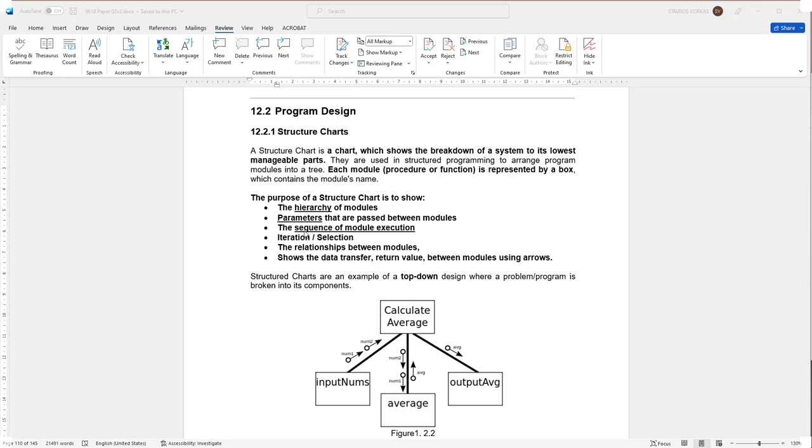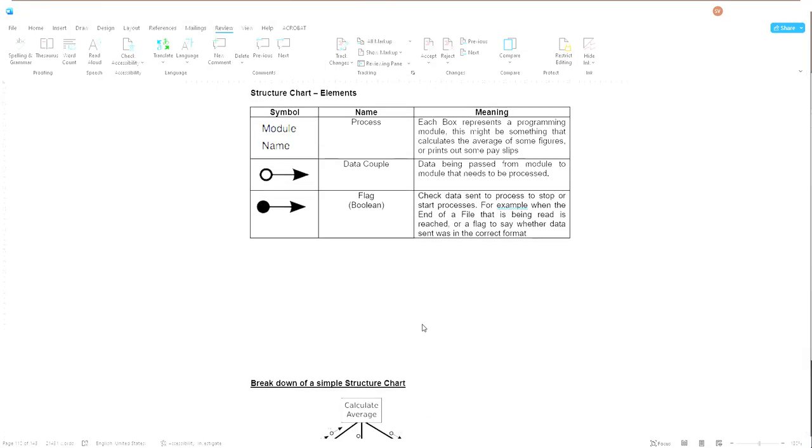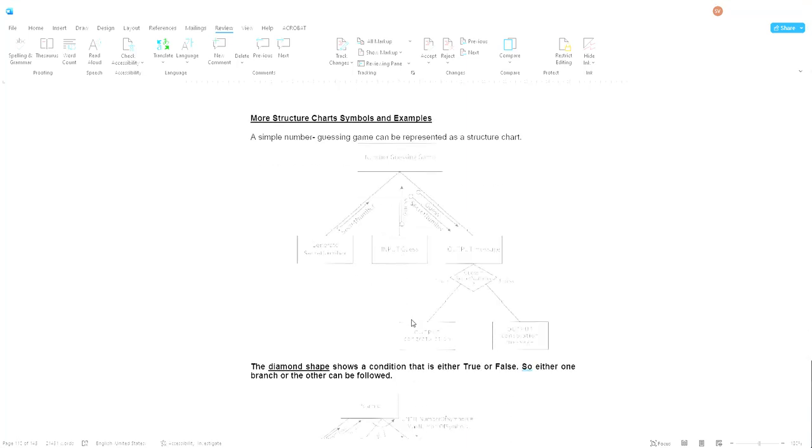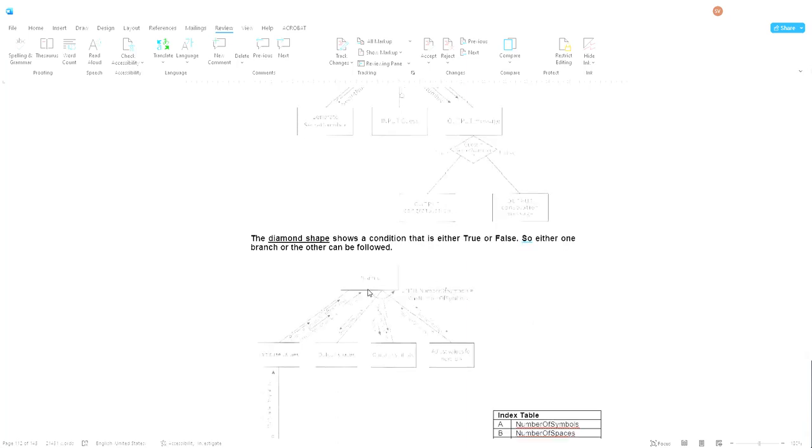Also, we can see the sequence of the module execution. This means the order in which it happens. We know that the first thing that will be executed is usually the one on the top. Now, this is also mentioned in the question, so you won't have to guess anything. It can also show iteration or selection, which in this diagram isn't visible. I can show you one that has selection. Selection is represented with a rhombus shape like this. Or iteration, which is essentially a loop, is shown with this symbol here.